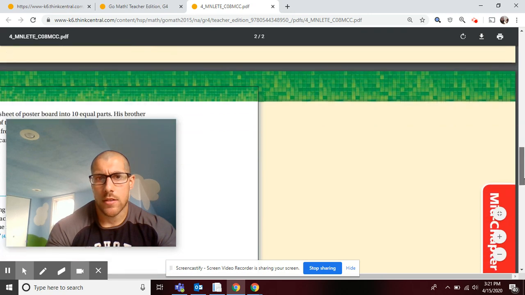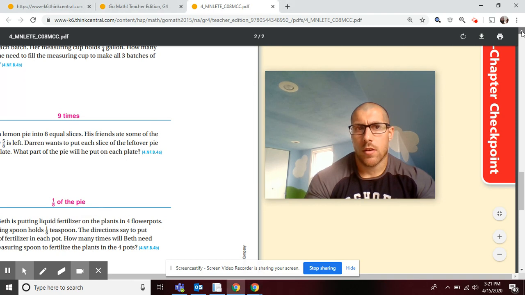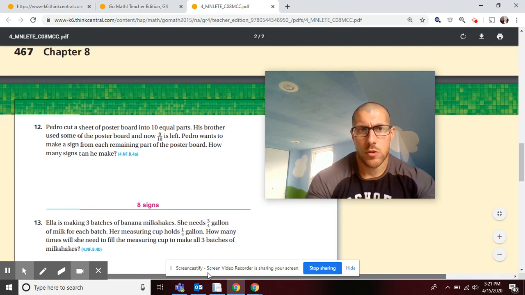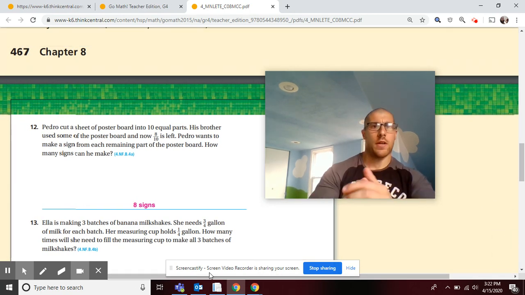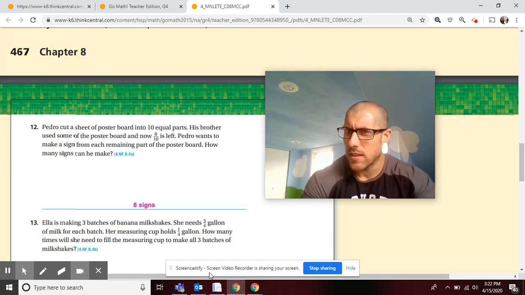And now on to the word problems. The first word problem, number 12, says Pedro cut a sheet of poster board into 10 equal parts. His brother used some of the poster board and now 8/10 is left. Well, I can tell you, if you cut it into 10 equal parts, what unit fraction would that be? Just like if I cut a pie into 10 pieces, each slice is 1/10. So if he has 8/10 left, he can make 8 signs out of those. Each sign is 1/10. He has 8/10. He can make 8 signs.